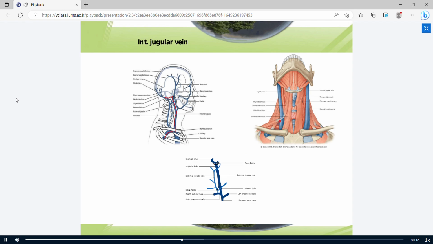The jugular vein is located in the carotid sheath lateral to the artery, and it has a superior and inferior bulb. The superior bulb is located near the jugular foramen. The inferior bulb is located near the termination, near the inferior part of the neck, where the jugular vein joins the subclavian vein.